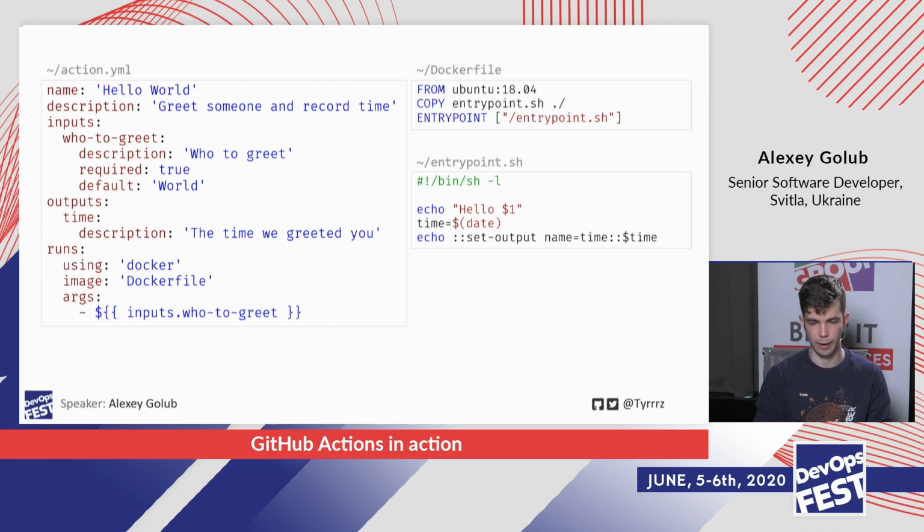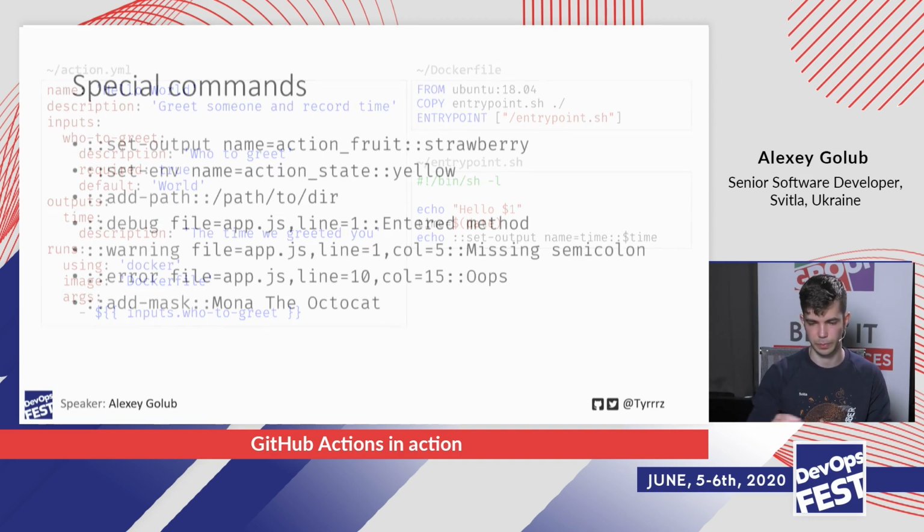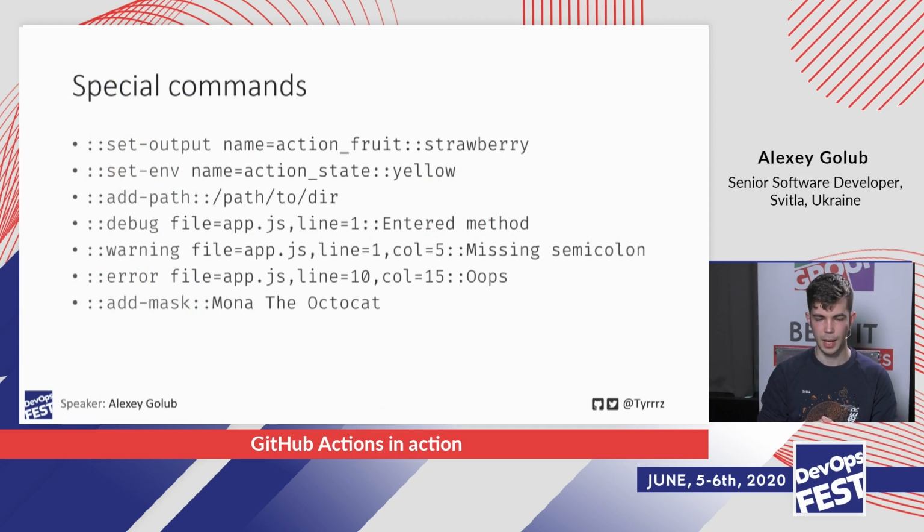So here I have the Dockerfile and some bash script as an example. As you can see, it sets the output using the special format, which uses two colons in that set-output. I'm a little bit low on time, so I'll just briefly go through the special commands. There are different commands that you can execute.